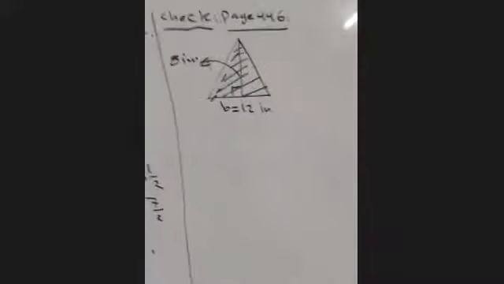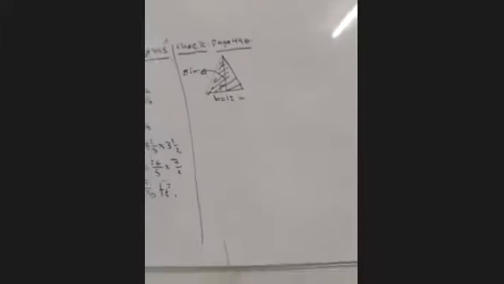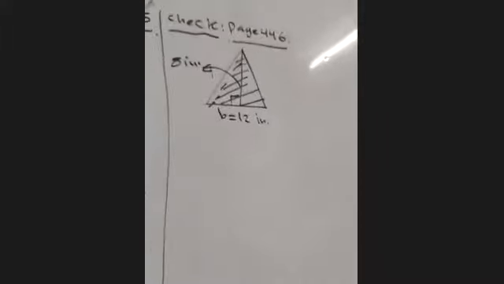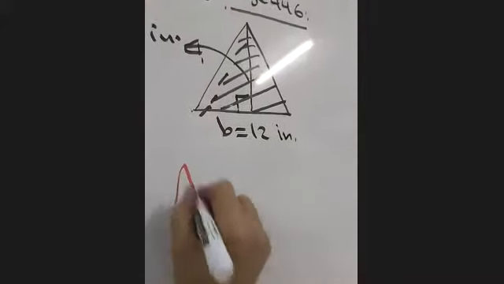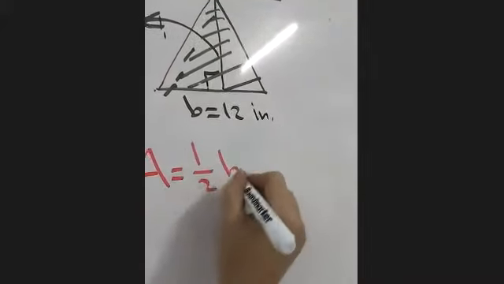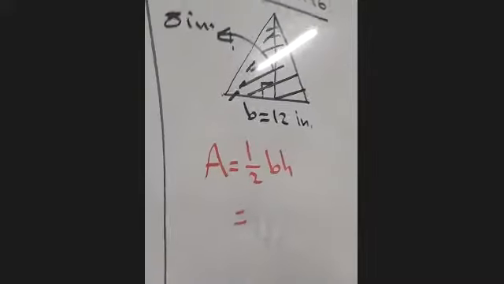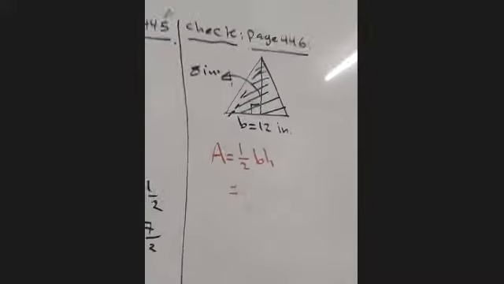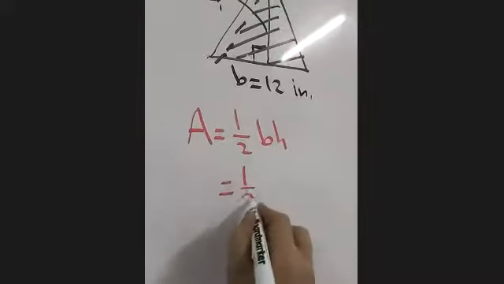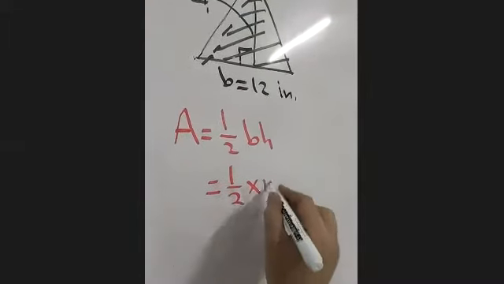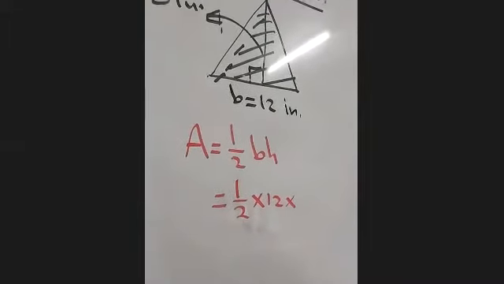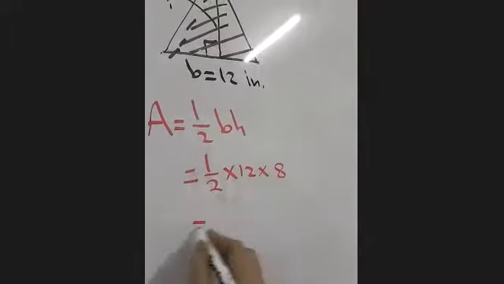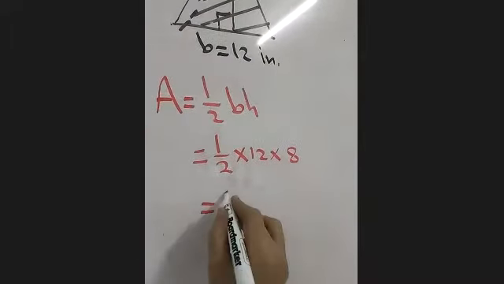A equals half BH. Excellent. We start with the formula: A equals half BH. Then we replace now. Half multiplied by 12 is 6. Multiplied by 8 is 4.